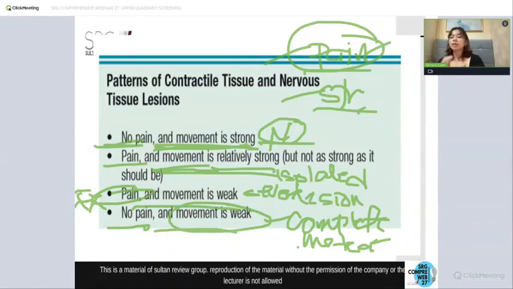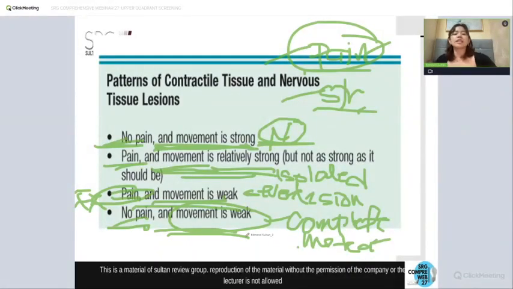This is for your isolated lesion, such as your biceps: tendinitis, tendinosis, paratendonitis, and partial muscle tear. Pain and movement is weak, that is for your severe lesion, such as your fracture. No pain and movement is weak, that is very common for your complete muscle tear, okay? Clear po tayo with this one? Clear? Questions po sa pattern.